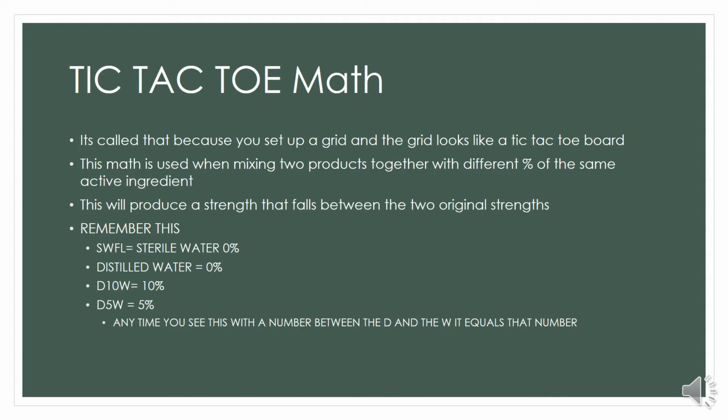Remember these things: sterile water equals 0, distilled water equals 0, and D10W equals 10%, D5W equals 5%. If you see this D and a number in the W behind it, the strength will be what that number is. If this was D2W, it would be 2%.